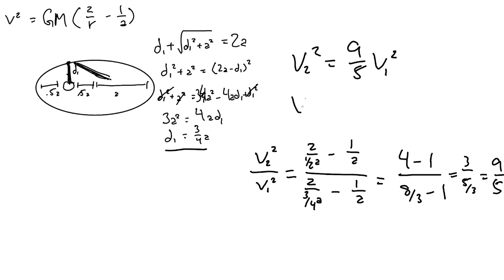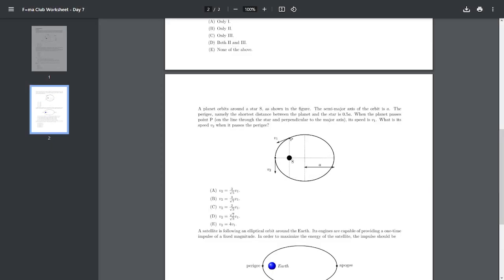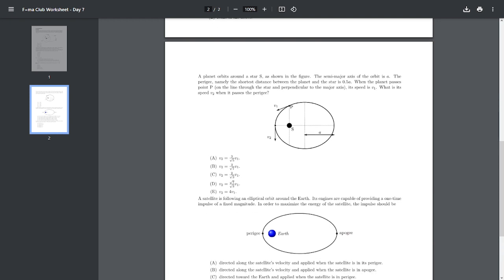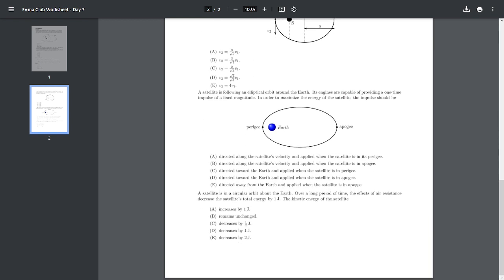And so that means that our v2 is going to be equal to 3 over the square root of 5 times v1. And if we look back on our assignment, we can see that that's going to give us option A, which is v2 is equal to 3 over square root of 5 times v1, right? So that was quite a bit more writing than I expected, but it wasn't too bad, right? Okay, next one. There's a calculus way of solving this. I'm not going to do that one.